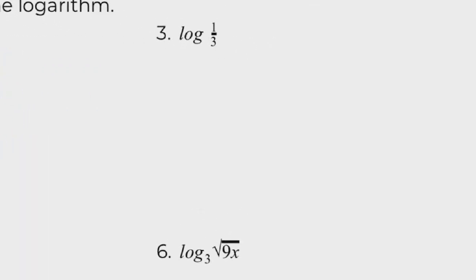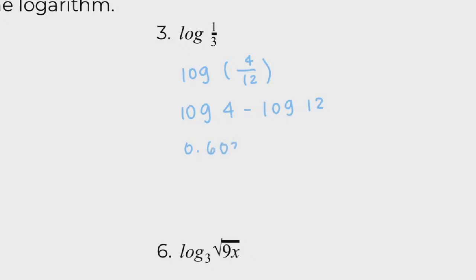For number 3, we have log 1 over 3. So again, we want to use 12 or 4. And 1/3 is 4 over 12. So we can use the quotient property. This would be log 4 minus log 12. And then plug in the numbers. So that would be 0.602 minus 1.079, which is negative 0.477.